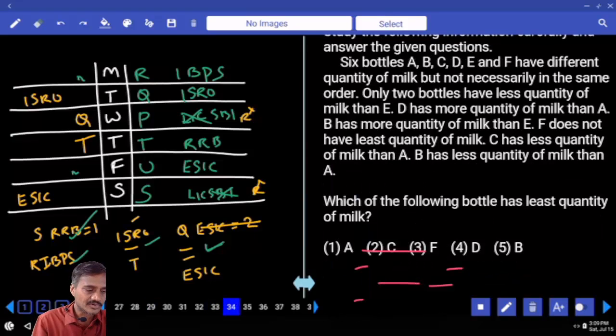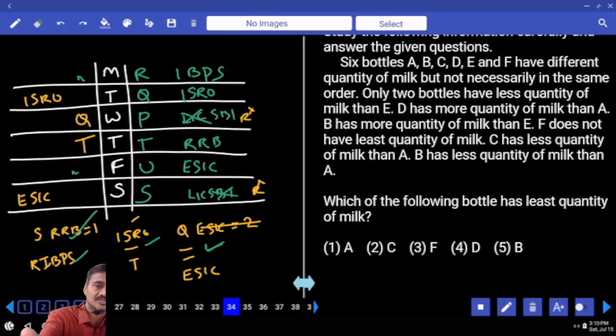Then 34 and 35 is based on just a comparison. Then what are the comparisons here? 6 bottles were there, and they have different quantities of milk. Now these 6 bottles are being compared in the quantities of milk, and only 2 bottles have less quantity of milk than E. That means E must be in which place? My friend has written this. Now here 34 and 35.